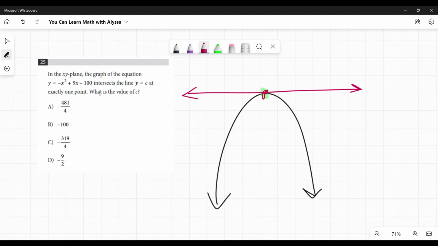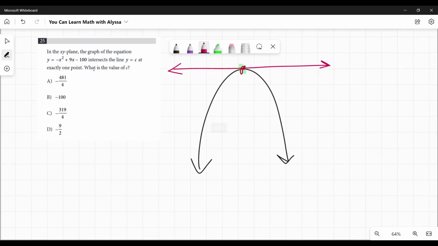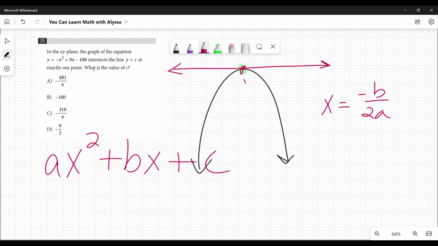To find the vertex of a parabola, I think the easiest way is to use the equation for the axis of symmetry. The axis of symmetry is that line that goes straight down the middle. The way that you find that is x equals negative b over 2a, where a and b are coming from that quadratic. When we do ax squared plus bx plus c, the a is the number in front of the x squared, the b is the number in front of the x, and the c is the number that's all by its lonesome.